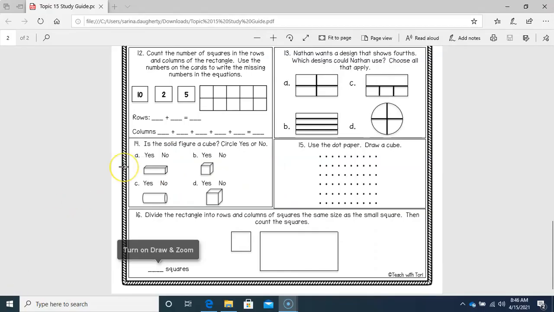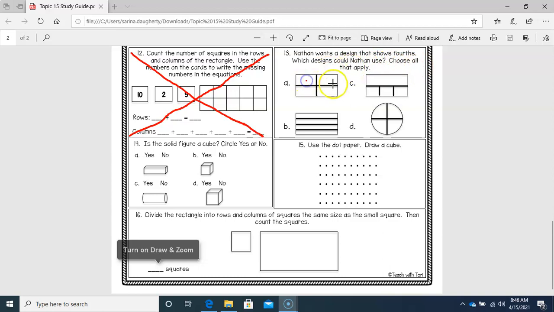All right, we are on number 12, but we did not go over number 12. We have not done arrays yet, so that's why I didn't do that one with you. So now let's go on to number 13. You can just cross out number 12, and I'll have you cross it out on the test as well. Nathan wants a design that shows fourths. Which design could Nathan use? Use all that apply. Remember that he has to have equal shares.